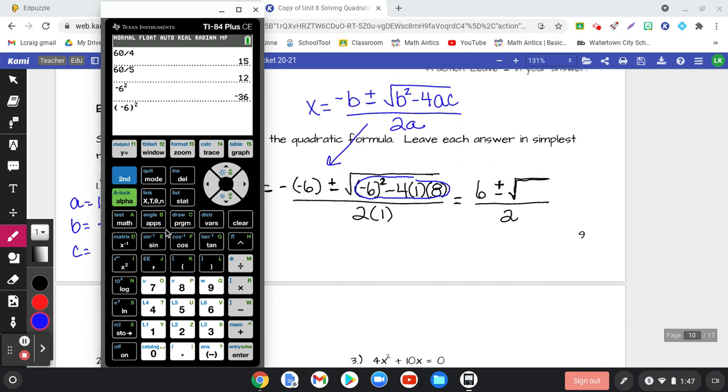All right, so we have negative 6 squared minus 4 times 1 times 8. I'm typing exactly what I see here. 4.